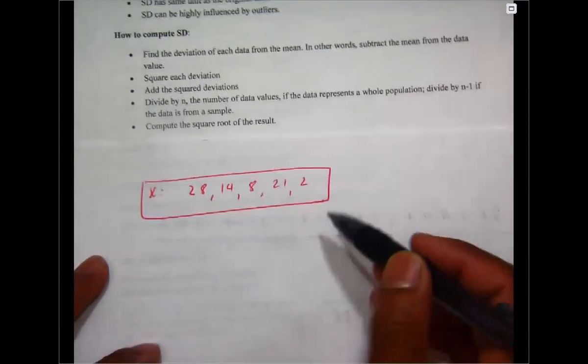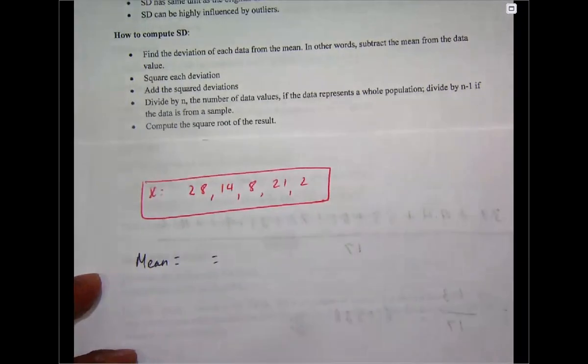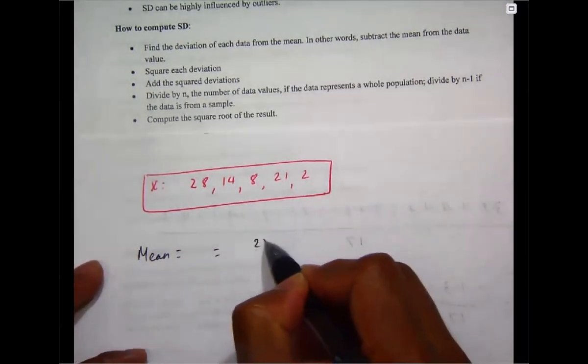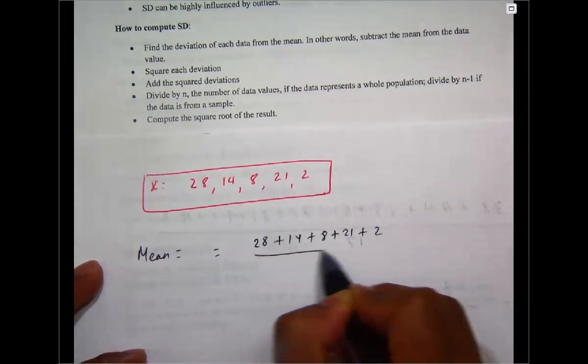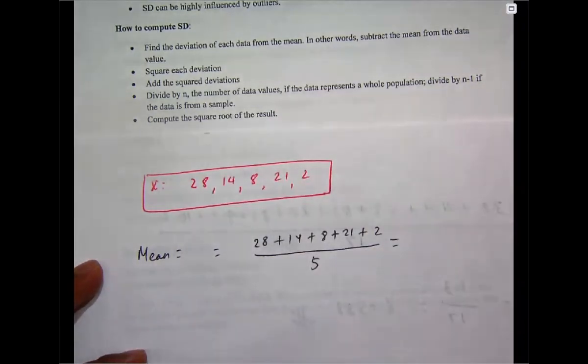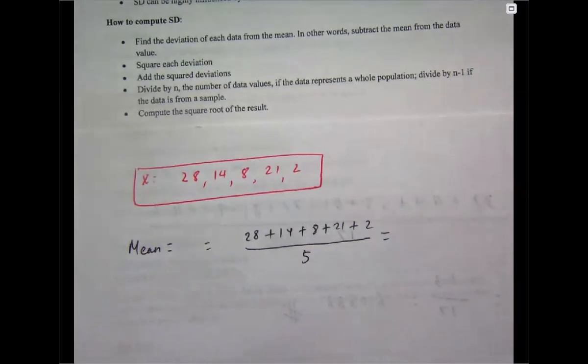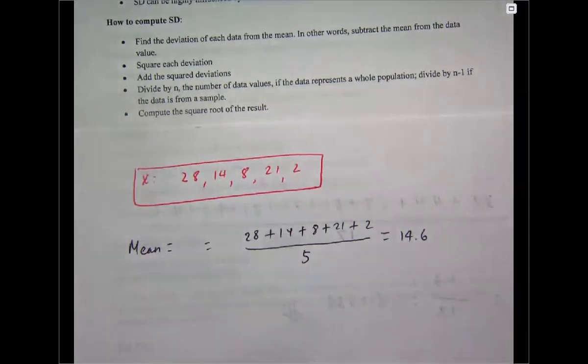So let's find the average. What is the mean of this data? Just add this data, 28 plus 14 plus 8 plus 21 plus 2, and divide by the total number of data, 1, 2, 3, 4, 5. And what is the mean? 14.6. Don't round it unless they ask you to round it. Don't round anything. To compute the standard deviation, you need everything as it is. Make sense? So that's the mean.